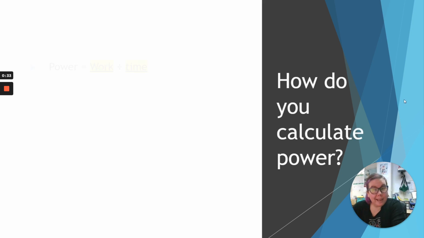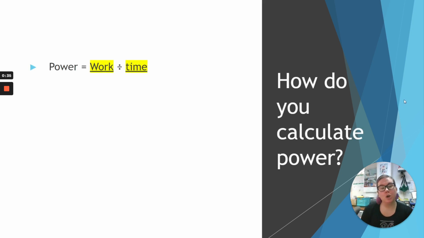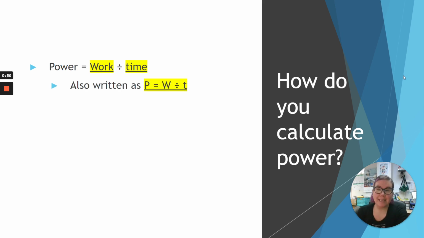So how do you calculate it? Well, power is just work divided by time. So remember, work was a multiplying equation, force times distance, but power is a dividing equation. So work divided by time. We also abbreviate this as P equals W divided by T.